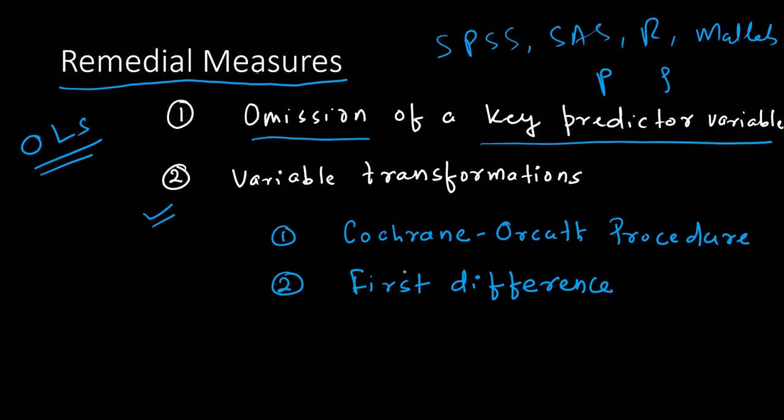So there are two ways to do the variable transformations. One is the Cochrane-Orcutt procedure. Not able to pronounce correctly, but we just call it the CO procedure. Okay, the Cochrane-Orcutt procedure, and the second one is the first difference procedure.